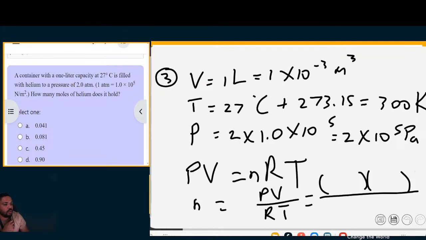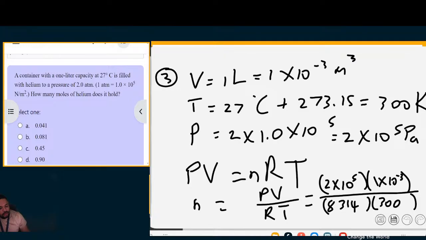PV over RT. Let's see if I can fit everything in. The pressure is 2 times 10 to the 5 pascals. The volume is 1 times 10 to the negative 3 cubic meters. R is the gas constant of 8,314. And then, of course, we have the temperature, which in this case will be 300 K.